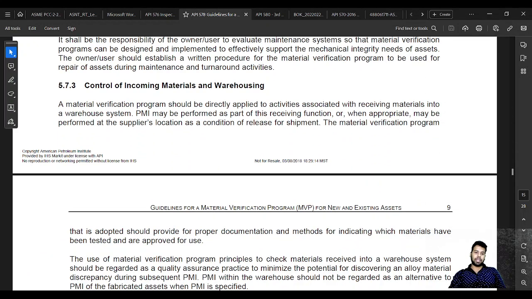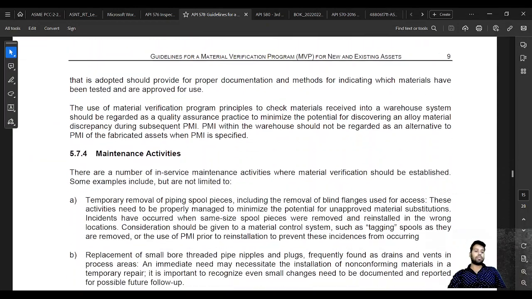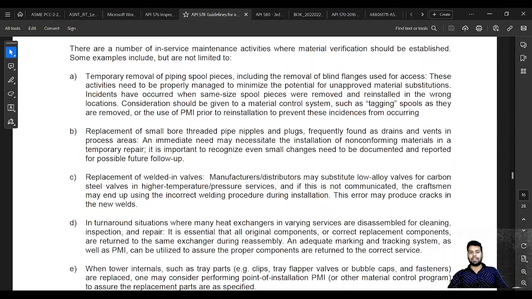Control of incoming materials and warehousing. The material verification program should be directly applied to the activities associated with receiving materials into a warehouse system. PMI may be performed as part of the receiving function or, when appropriate, may be performed at the supplier's location as a condition of the release of shipment. The material verification program is adopted to provide proper documentation and methods for indicating the materials have been tested and are approved for use. So some maintenance activities are given here.